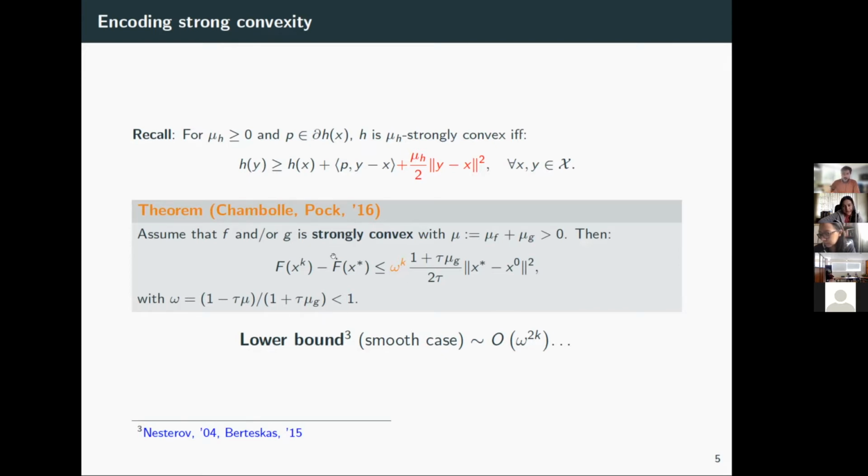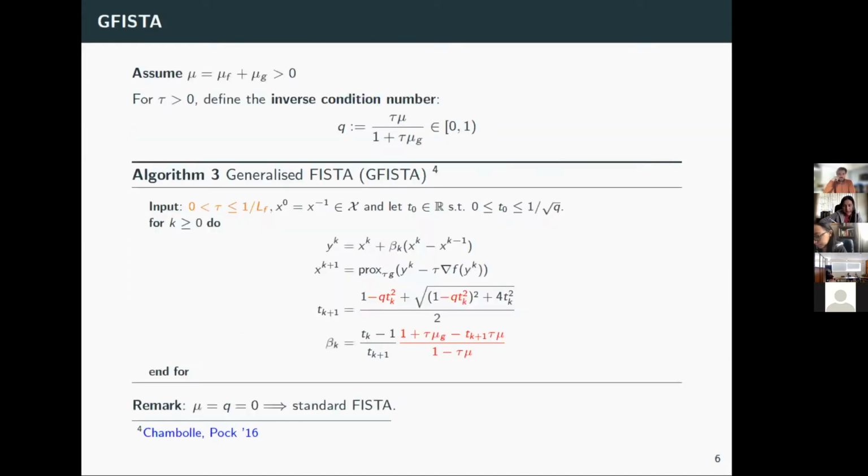And this is in the case of the plain forward-backward algorithm, which encodes directly strong convexity. And again, you have a lower bound, similarly to the 1 over k squared that I mentioned before, which in this case is of the order omega to the power 2k. So somehow the idea was again to define an algorithm similar to FISTA that could match this bound, that could enforce linear convergence in a faster way. This was proposed by Chambolle and Pock. The ingredients are really similar to the ones that I'm going to present in the following. So we will define mu as the sum of the strong convexity parameters. You may have either F or G to be strongly convex, and then you need the quantity that depends on this strong convexity parameter.